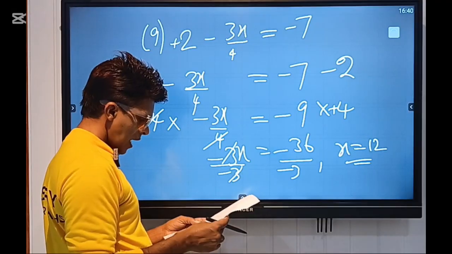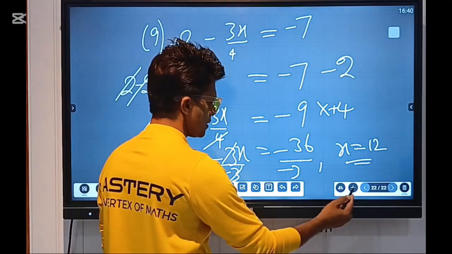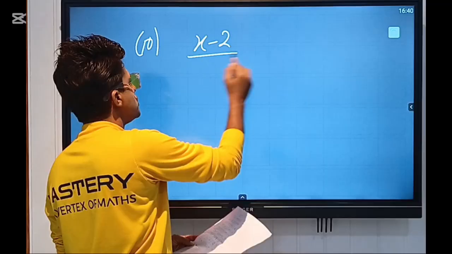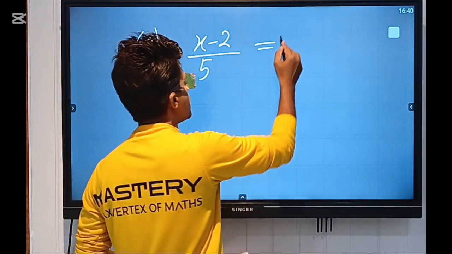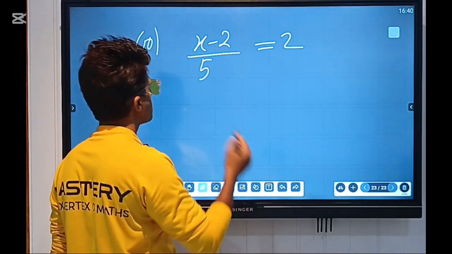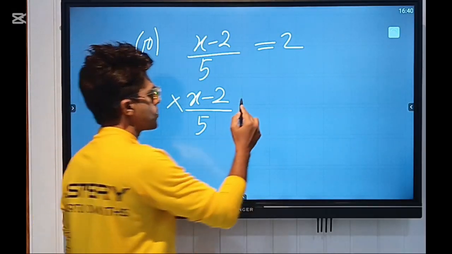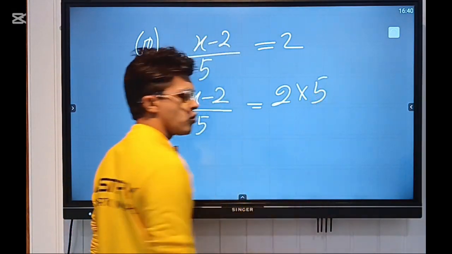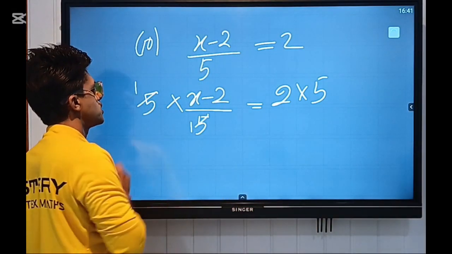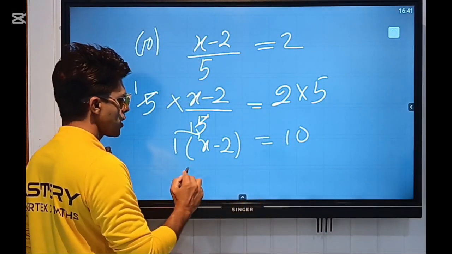So I did the eighth question as well, the ninth question as well. So the tenth question can be done. The tenth question is x minus 2 over 5 equals 2. So here, this part can be seen as a fraction. Therefore, multiply both sides by 5, like we did this type previously as well. So why do we multiply both sides by 5? So as to simplify this 5 and this 5. So here 1 into x minus 2 equals 2 times 5 is 10. Then 1 into x is x.